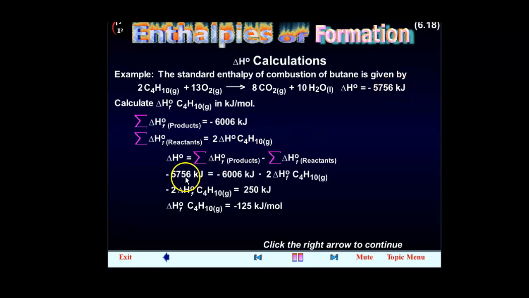Remember, the delta H given here equals the products minus the reactants. For the reactants we have 2C4H10 plus 13 oxygen. Of course, oxygen is 0, so that will be just 0 plus 2 times that. Delta H is negative 5756 kilojoules, equal to the summation of products minus the summation of reactants. The reactant here is 13 oxygen, which is 0 times 13, multiplied by 2, plus twice C4H10, and that is what we're looking for.